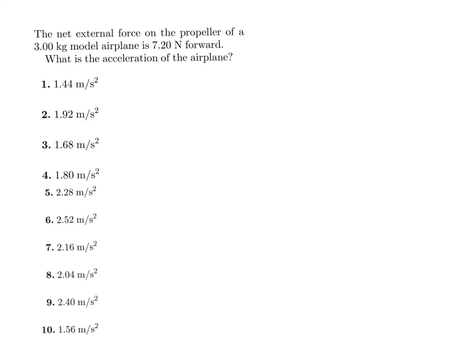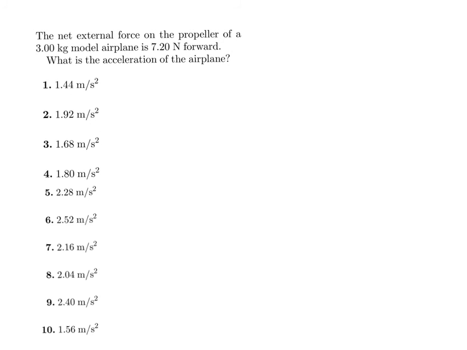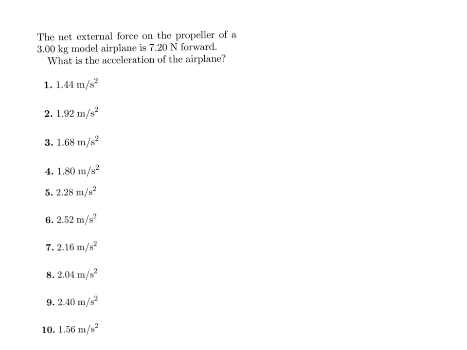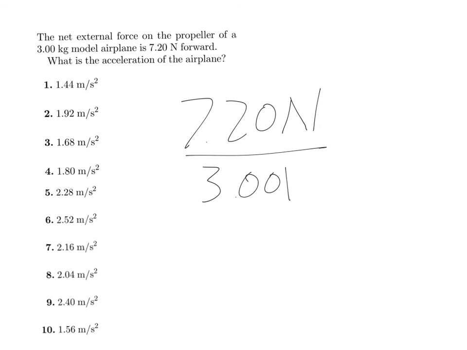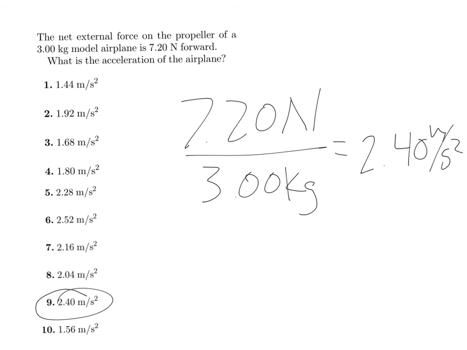Alright, so first off, when we're solving this, you've got a forward force of 7.2 newtons forward. You have a mass of 3.0 kilograms, and you will solve that out to get 2.40 meters per second squared. So your answer is number 9 in this case. Remember to use your numbers for this problem.